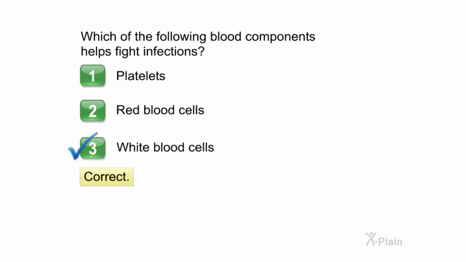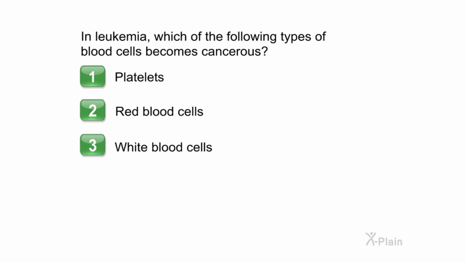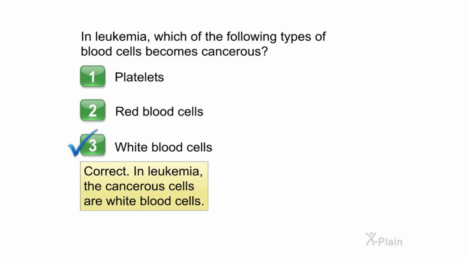Correct. In leukemia, which of the following types of blood cells becomes cancerous? Choose one of the following options. 1. Platelets. 2. Red blood cells. 3. White blood cells. Correct. In leukemia, the cancerous cells are white blood cells.